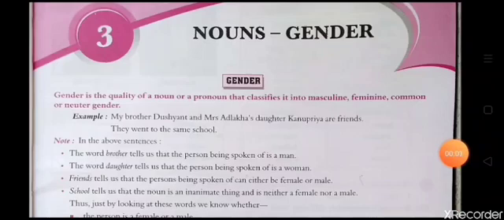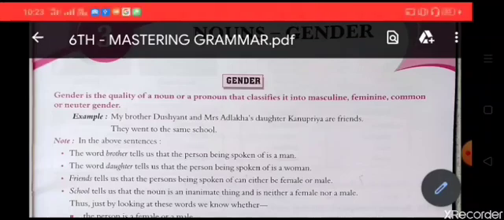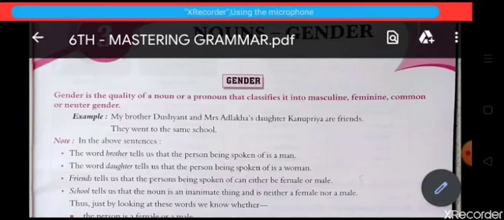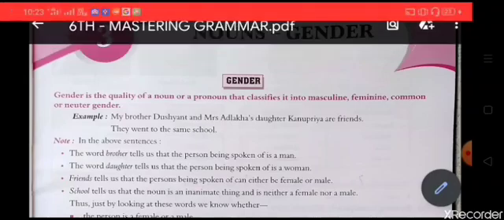Now let's move to the grammar book. Gender is the quality of a noun or a pronoun that classifies it into masculine, feminine, common, or neuter gender. For example, my brother Dushyant and Mrs. Adalka's daughter Kanupriya are friends. They went to the same school.